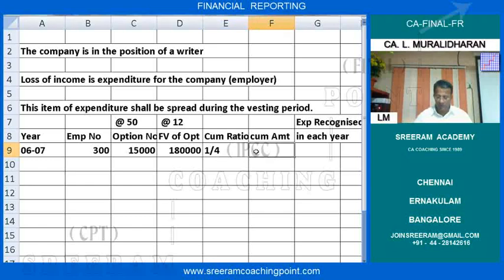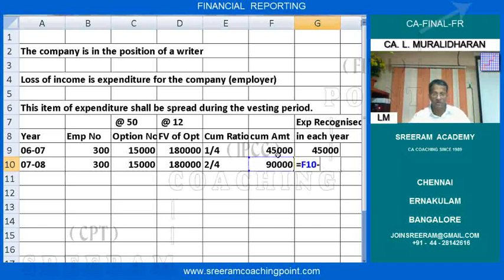So cumulative amount is nothing but 1,80,000 divided by 4. And how much do we have to recognize? Only that 45,000. So the next period 07, 08, same 300, same 15,000, and same fair value. But in this case, 2 years have lapsed. So we are expected to consider 1,80,000 into 2 by 4. That comes to 90,000. How much is the expenditure to be recognized for this particular period? 90,000 minus 45,000.